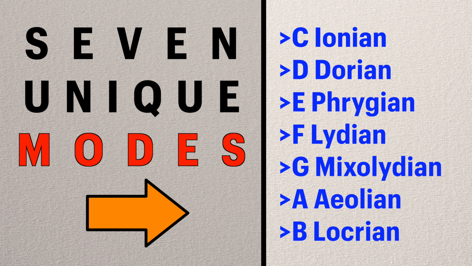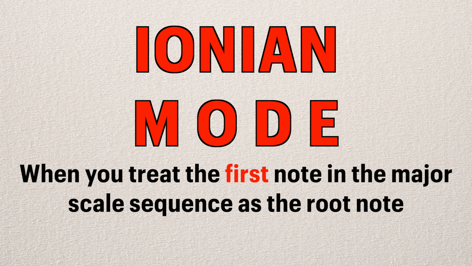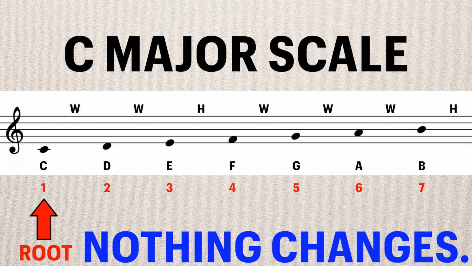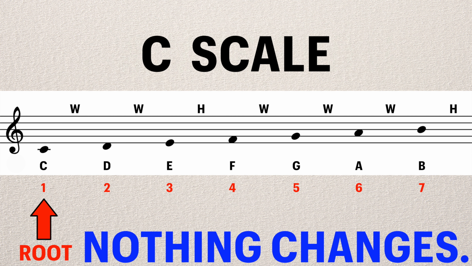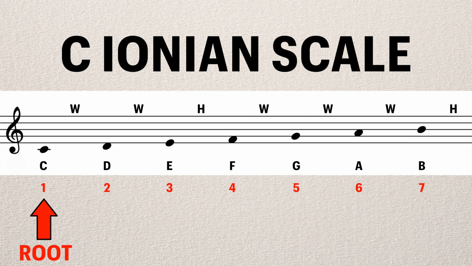Let's focus on the first one, Ionian. Ionian mode is when you treat the first note in the major scale sequence as the root note. That means in our example, we would treat the C note as the root note. In other words, nothing actually changes. C Ionian is simply just the C major scale as it is. Ionian is just a modal name for major, really.